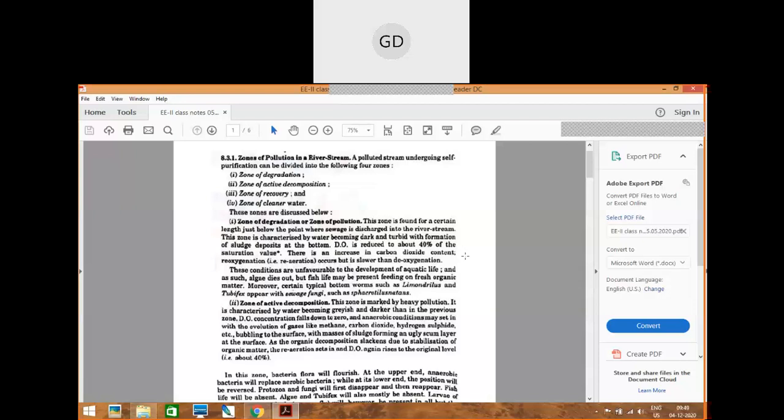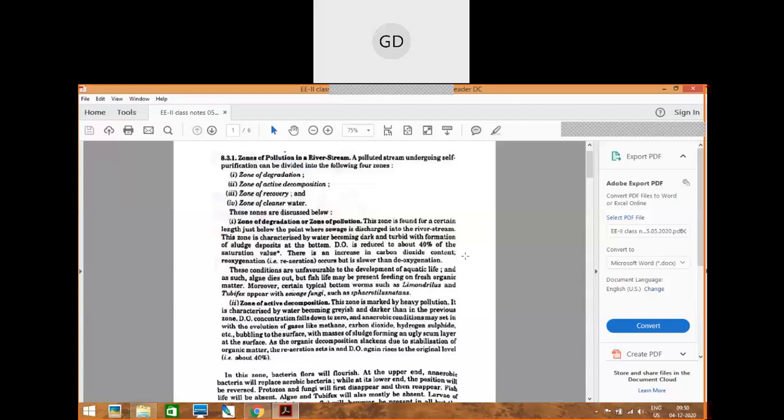So what it is said here is that in the zone of degradation only your carbon dioxide gas was evolved, isn't it? So there is an increase in carbon dioxide gas in your zone of degradation, but here along with your carbon dioxide gas, certain other gases are also evolved, and those are what? Methane, hydrogen sulfide. And because of the evolution of these gases, what does it do? It forms a very ugly scum layer at the surface of the river or stream.